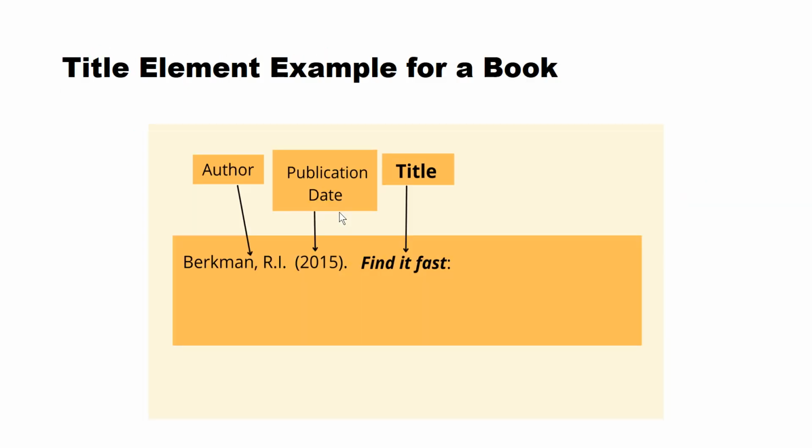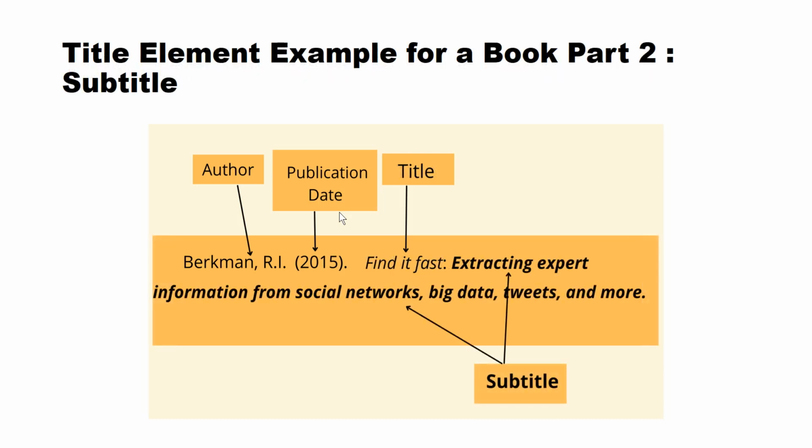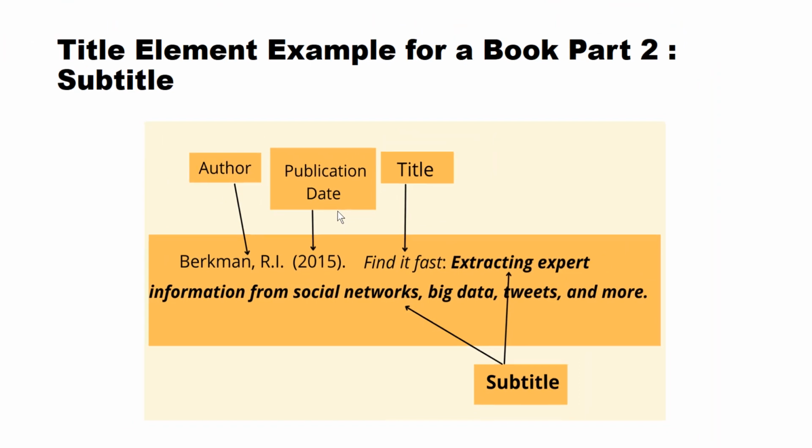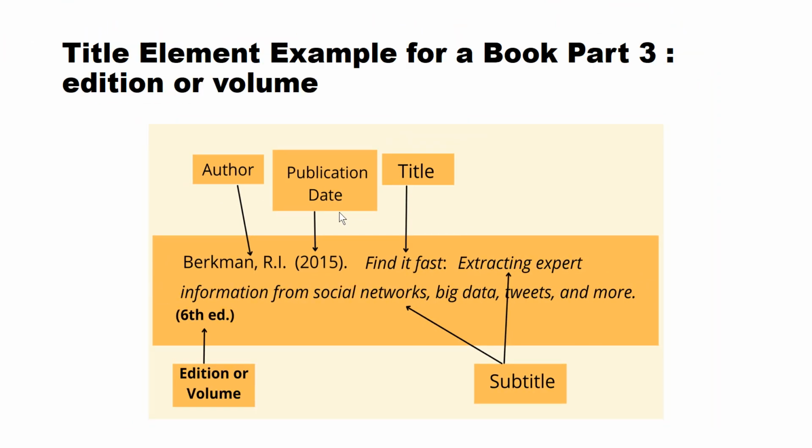Here is our book example again. We have the title now listed, Find It Fast. But many books have what's called a subtitle. A subtitle is separated from the main title by a colon. For some books, there is a third part to the title element, and that is the edition or volume. In this book, Find It Fast, it was the 6th edition, so we had to put the edition or volume after the subtitle, and that edition or volume is put in parentheses.